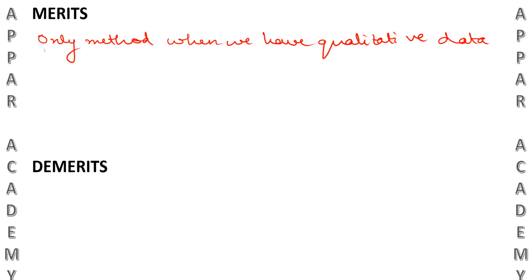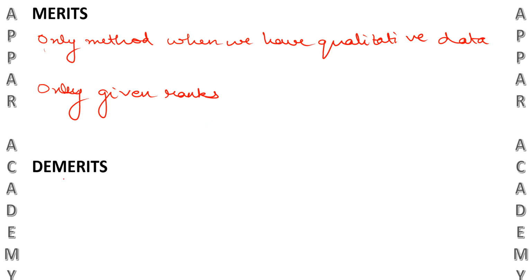right? So this is the only method that can be used where we are given the ranks. In case we are given only ranks, we can use only this method, right? In case we are either given only ranks or only qualitative data, right? Because Karl Pearson's coefficient of correlation cannot be used when we have ranks, but Spearman's rank correlation coefficient can be used when we have numerical data also, right?